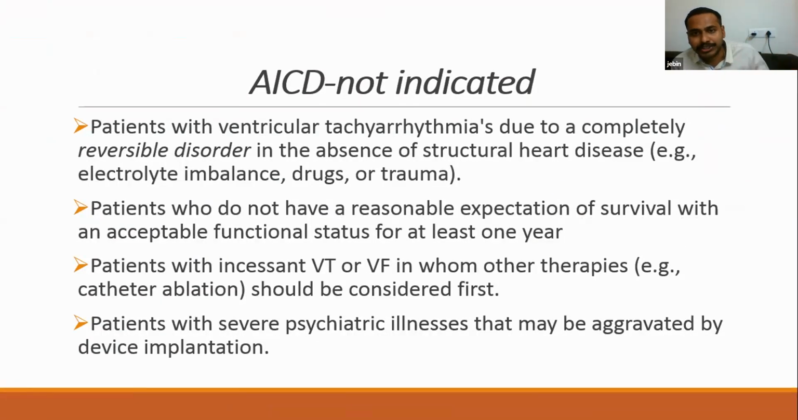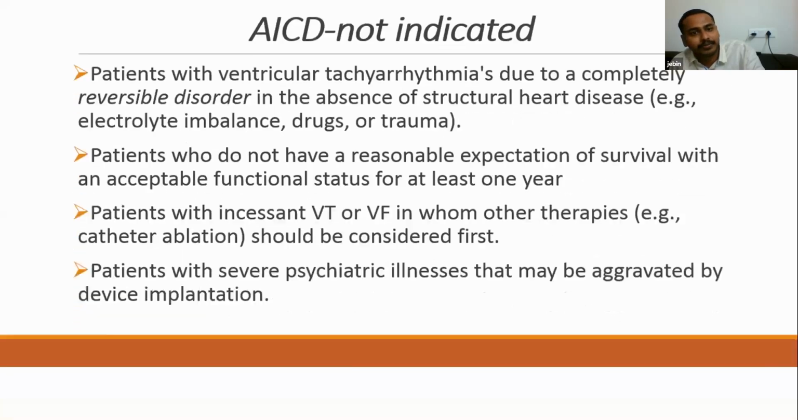Next, conditions where the ICD is not indicated. The patients with ventricular tachyarrhythmias due to completely reversible causes in the absence of any structural heart disease, like electrolyte imbalance, drugs, or trauma, or patients who do not have any reasonable expectation of survival with acceptable functional status for at least a year. Patients with incessant VF or VT in whom other therapies like ablation can be considered first, or patients with severe psychiatric illness that may be aggravated by device implantation.